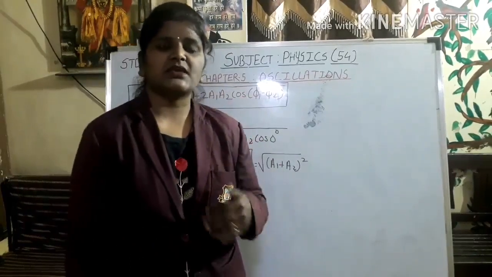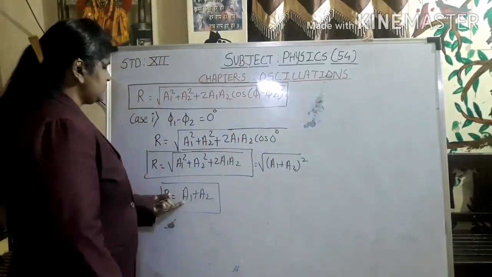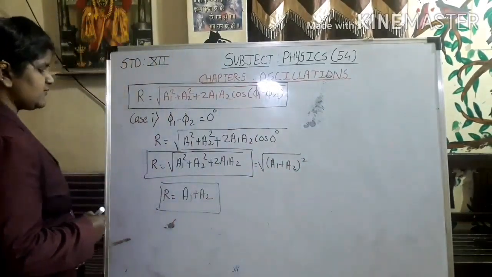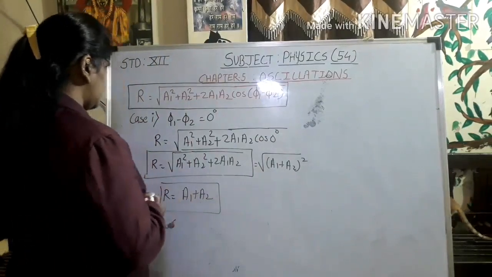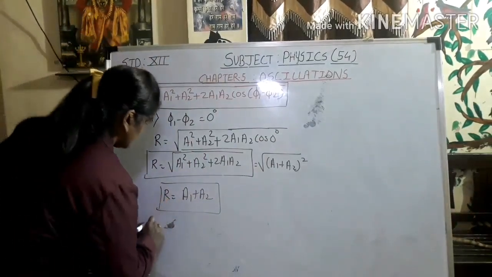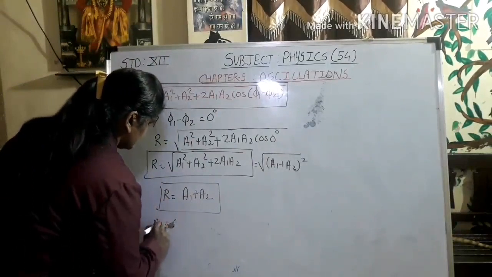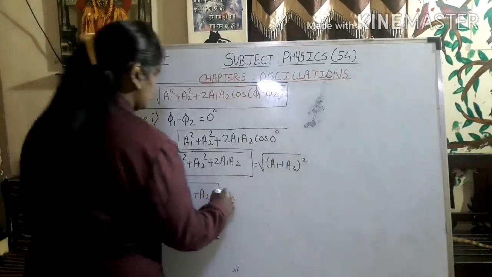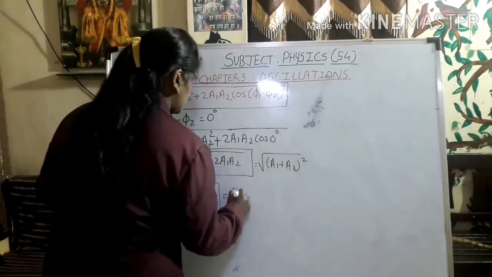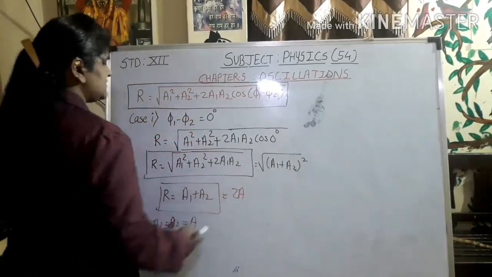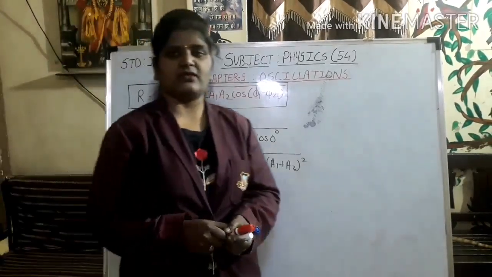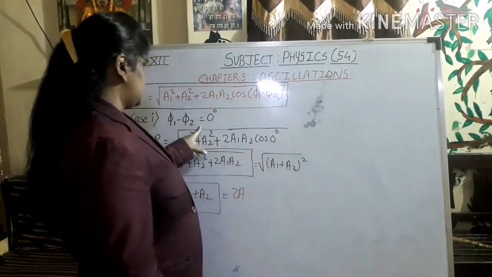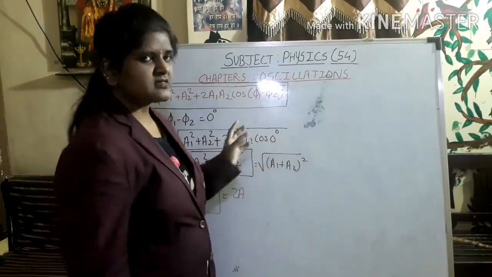So what happens if the amplitudes are equal? If a1 is equal to a2 is equal to a, both are the same. What will happen over here? It will be a plus a, which is twice a. So you will get the resultant amplitude as twice of a, the original one. So this is one of the cases. Is it clear to all of you? I hope this is clear.